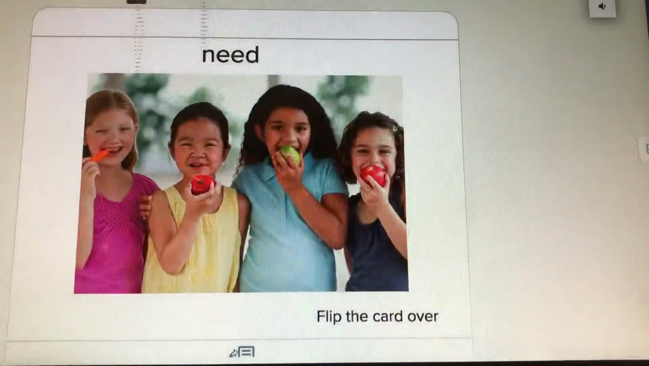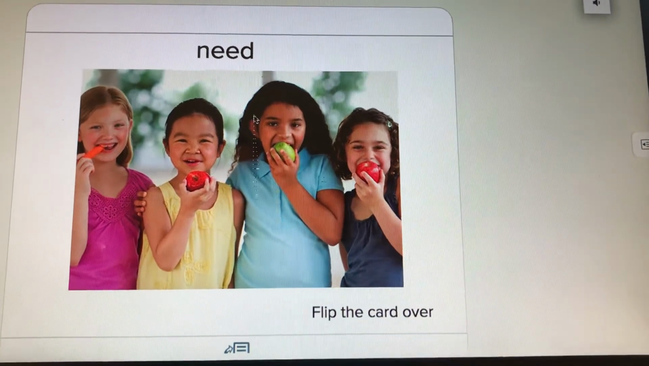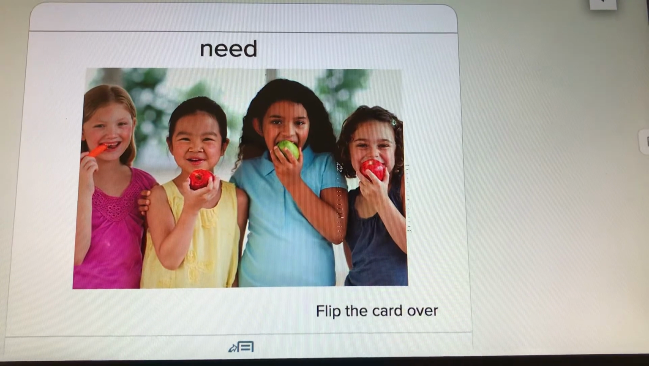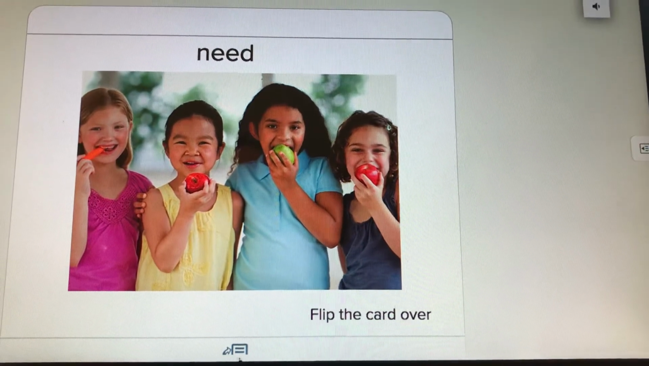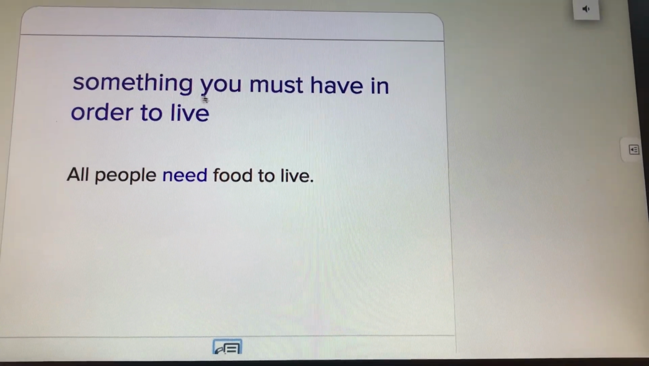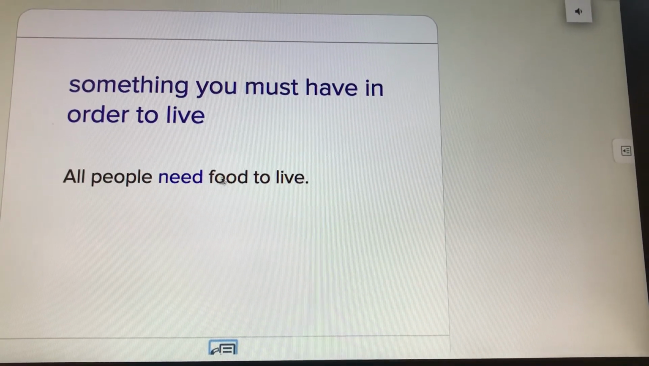The next vocabulary word is need, N-E-E-D, need. And these girls are all eating something that we need in order to be able to survive. A need is something that you must have in order to live. All people need food to live.